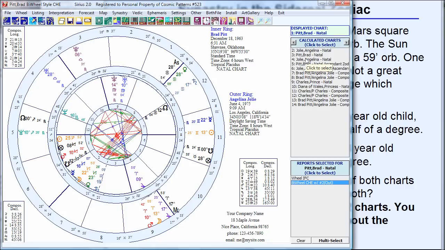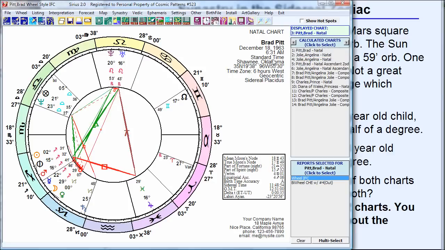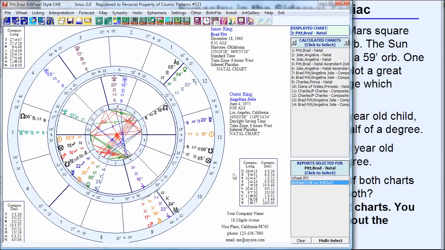Well, I have here chart 3 is Brad Pitt sidereal. There it is sidereal, and chart 4 is Angelina in the sidereal zodiac. And I have a bi-wheel here. And we see that Mars is still square Mars. Angelina's sun is still square Brad's Pluto. But the orbs have changed. The orbs have changed by 10 minutes.